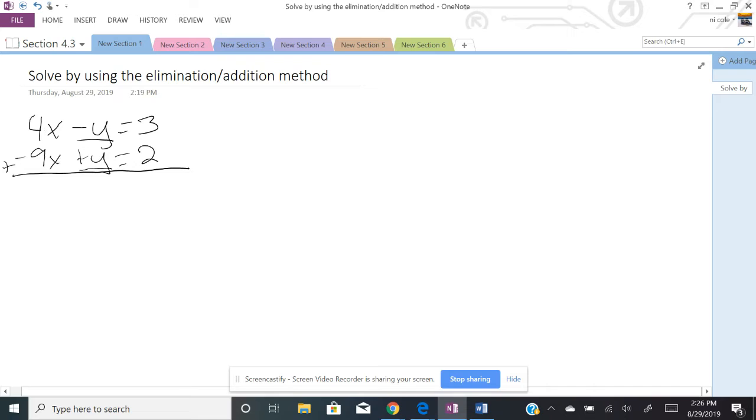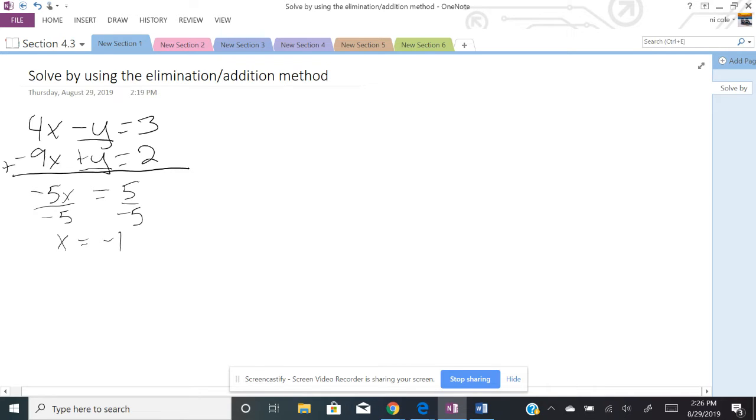So what's 4 plus negative 9? That gives you -5x. Those y's will cancel, leaving you equal to 5. You're going to divide by -5, divide by -5. X is equal to -1.